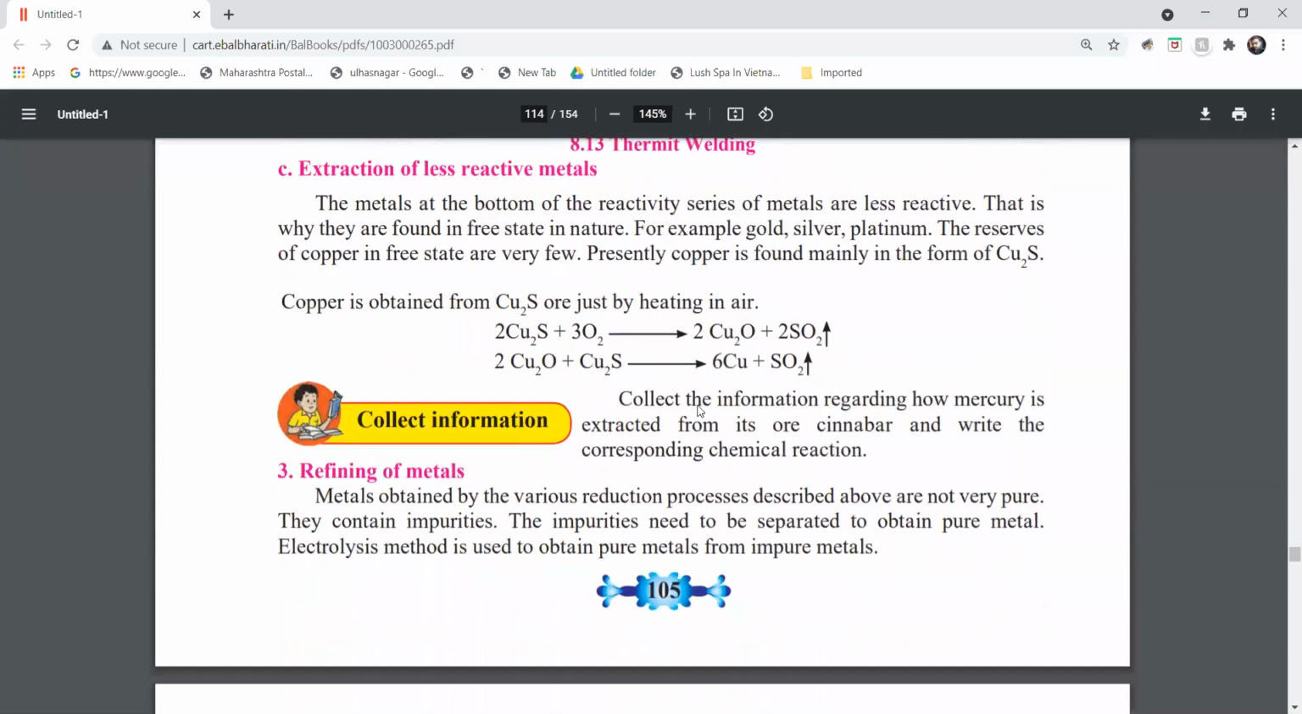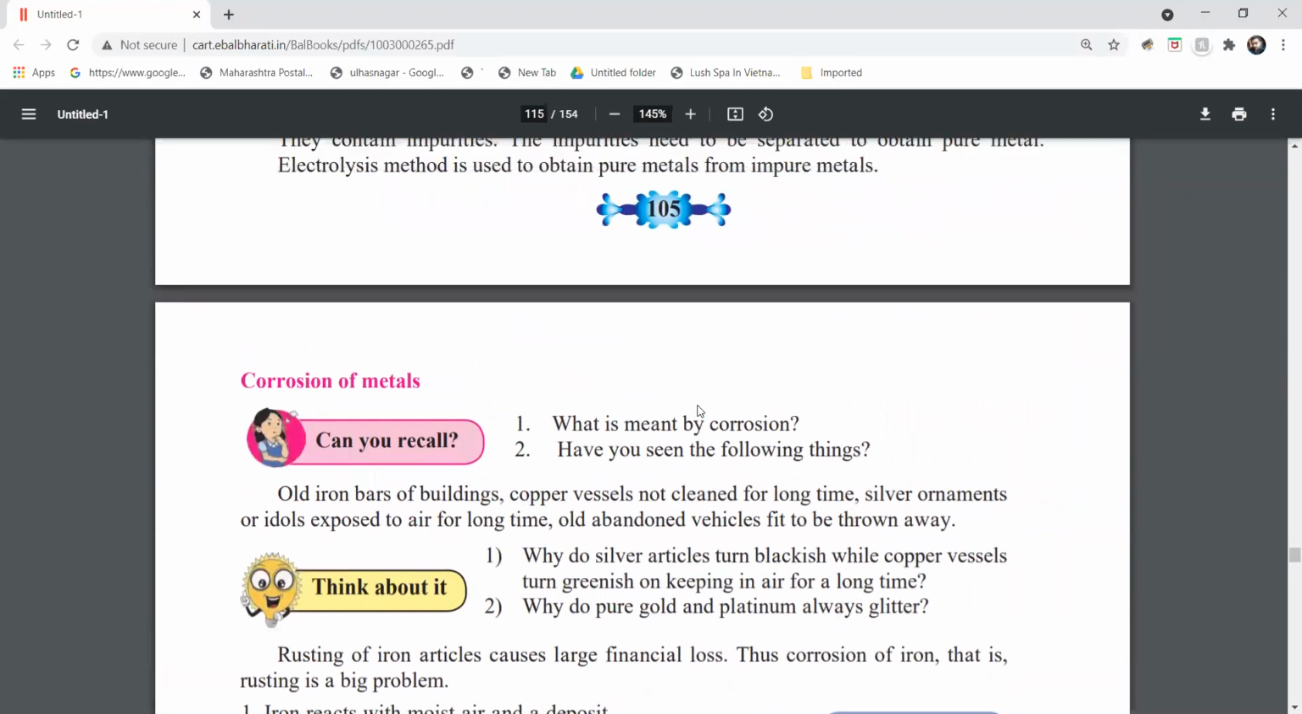Now coming to the extraction of less reactive metals. How are those metals extracted? The metals at the bottom of the reactivity series are less reactive, and they are found in a free state in nature. So you have gold, silver, platinum. Because they are less reactive, they don't easily react to create sulfide ores or carbonate ores or salts. Copper is usually found with sulfur, and it can be easily obtained just by heating in air. Gold and platinum you find completely separately. There is nothing on the gold, so you just need to clean it and wash it and you will have pure gold available. Okay.